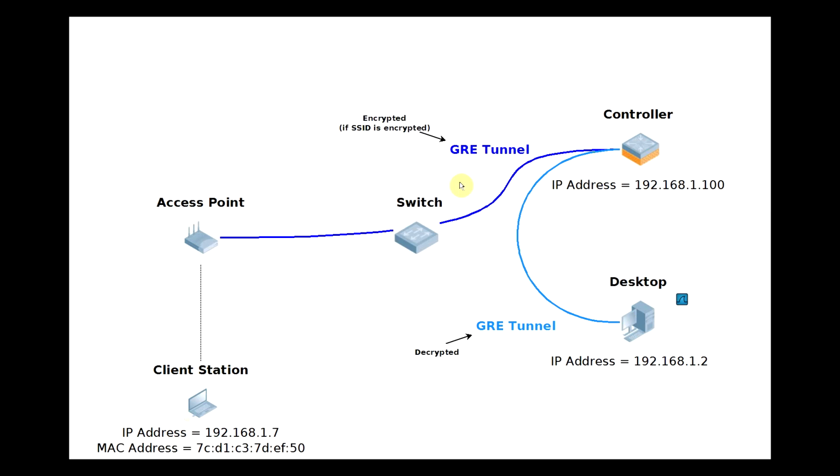So once again, this GRE tunnel in dark blue here from the AP to the controller carries all the data as it is on the wireless. So if it's encrypted, then it'll be encrypted through here. But regardless of whether it's encrypted or not up there, this GRE tunnel that we're setting up for the packet capture will see it decrypted, so we can see the actual traffic that would be going down to this client.